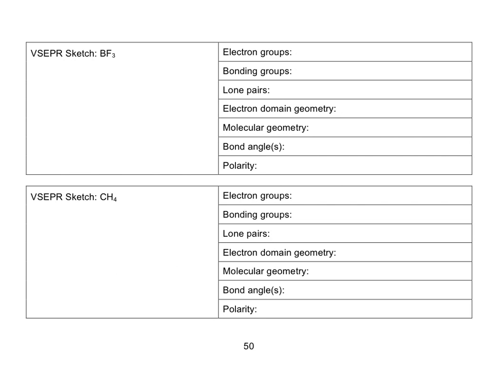Right, now let's draw a sketch of BF3. We have boron in the middle, and we have 3 fluorines coming off of it. All of our fluorines have non-bonding pairs. But remember, boron is an exception to the octet rule. It doesn't have enough electrons to get a full octet. So we're done. We've used up all of our electrons now.